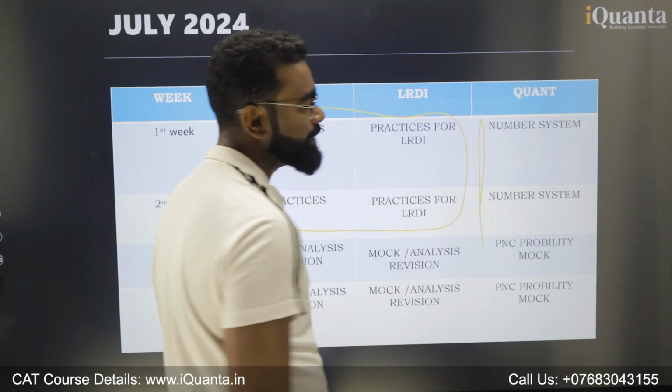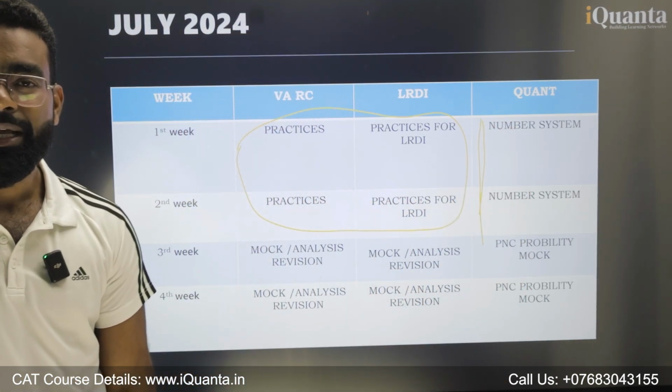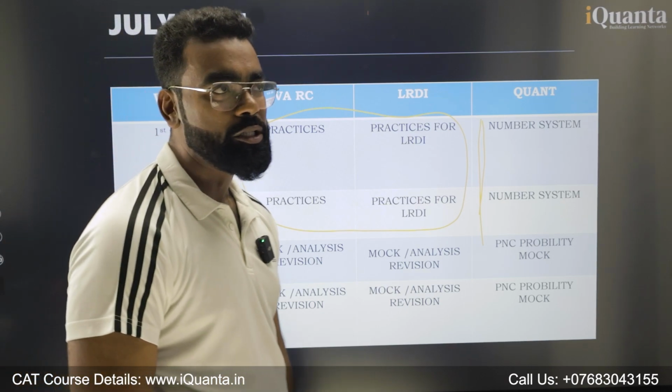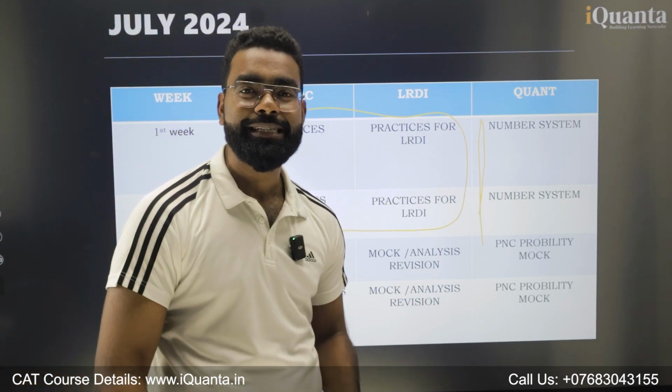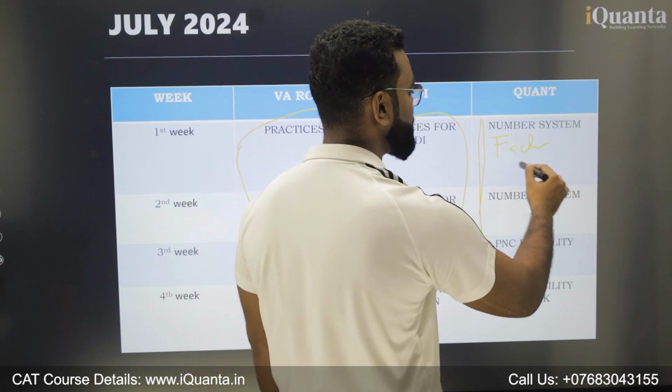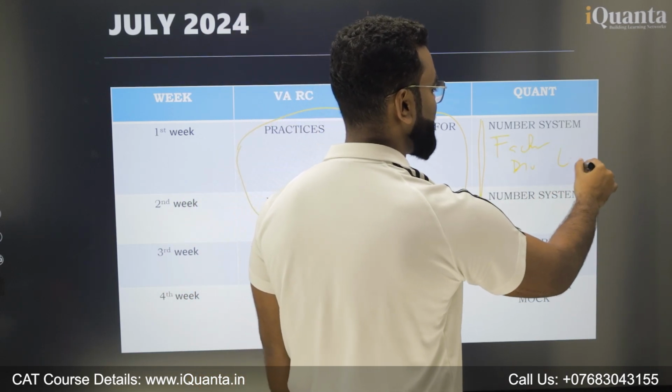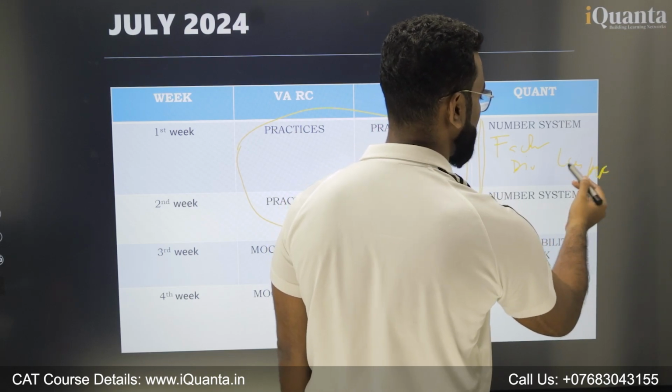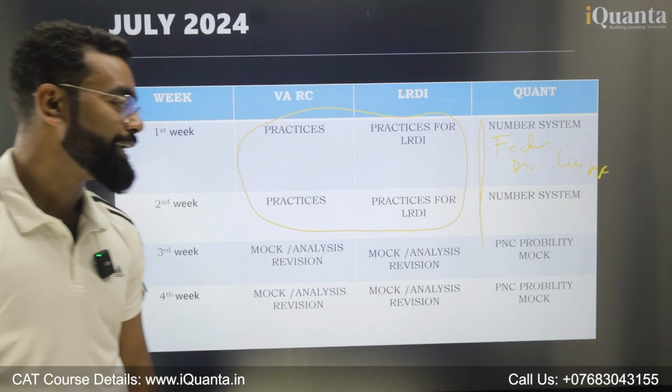Number system for the next 15 days. 15 days, complete number system. I'm not dividing number system because you don't need it, because the major things you are going to do in numbers, which is factors, very important. Factors, divisibility, LCM, HCF. So these are the things you have to do very well in these 15 days.